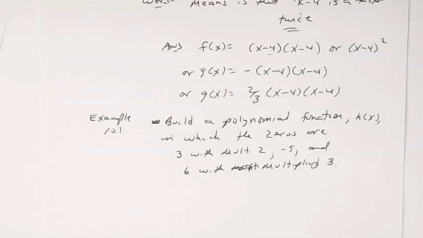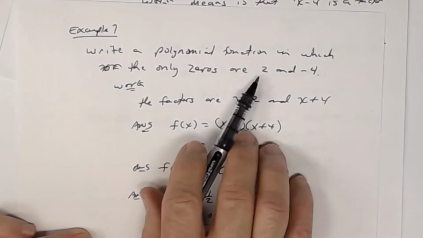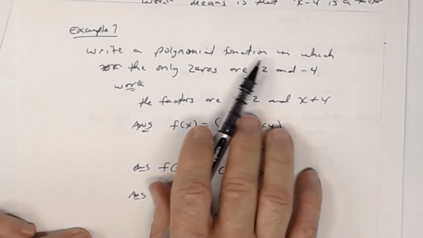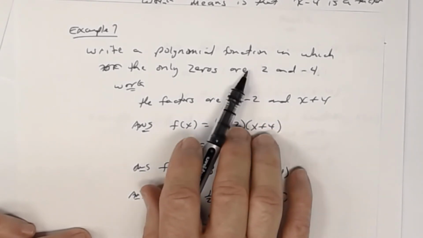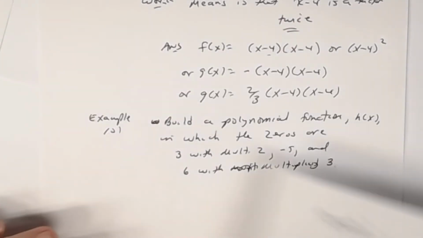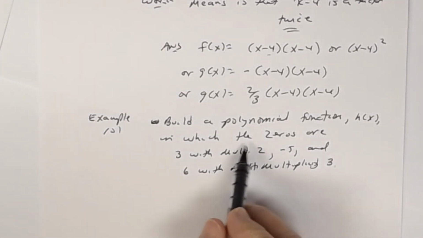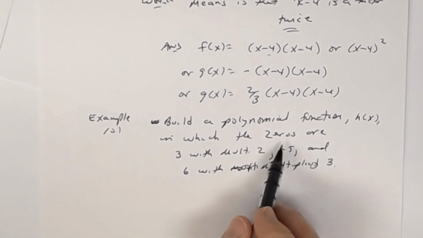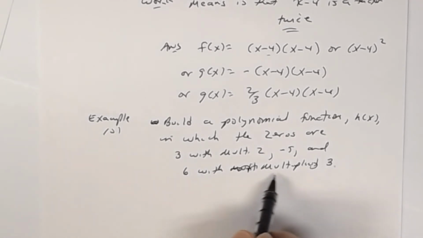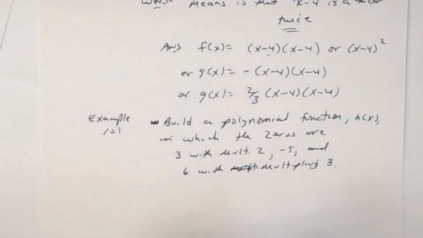So that's why you saw when we did these, if I can get back to it, see here, the zeros are 2 and negative 4. So 2, the multiplicity is only 1. It only occurred once. Here, negative 4 only occurred once. Okay? So 3 occurs as a 0 twice. -5 occurs as a 0 once. 6 occurs as a 0 how many times? 3. And so here's how you write your answer.